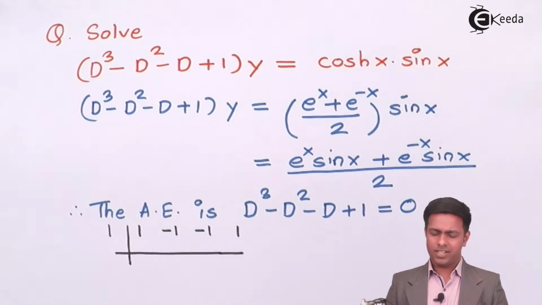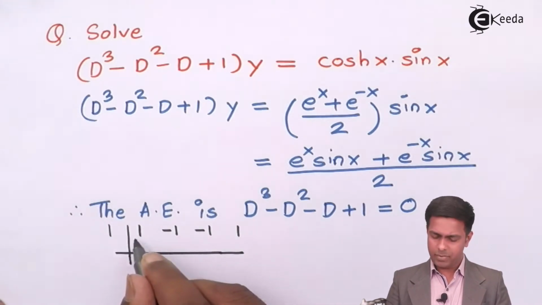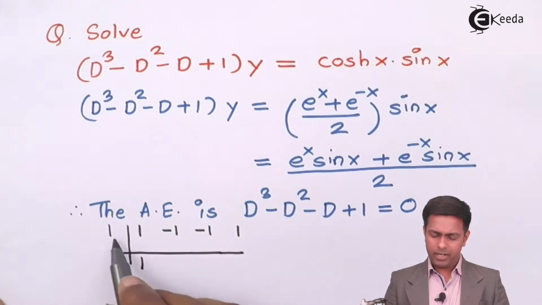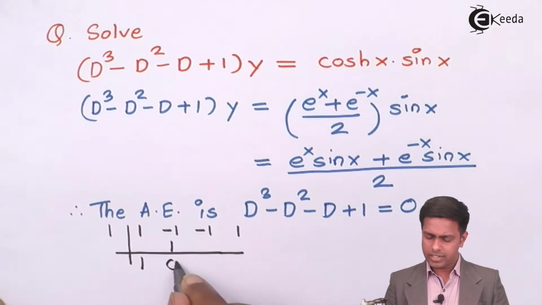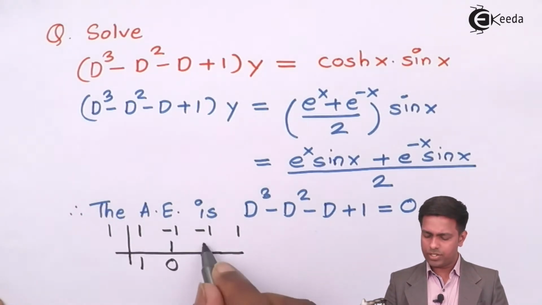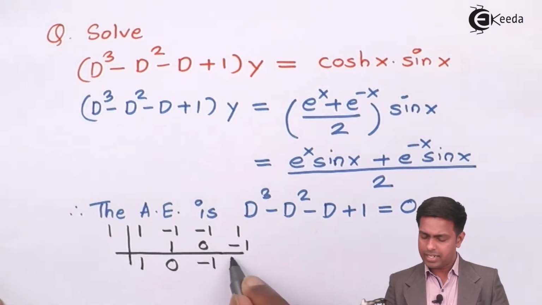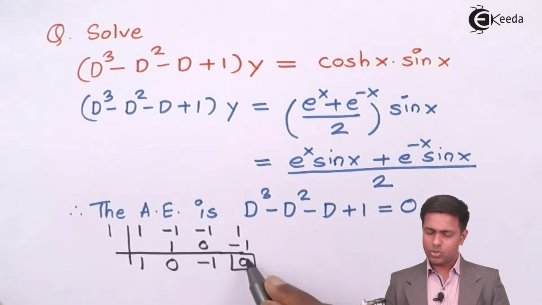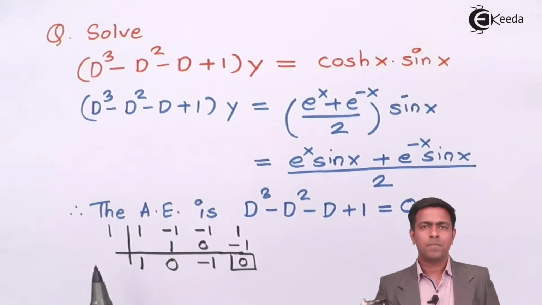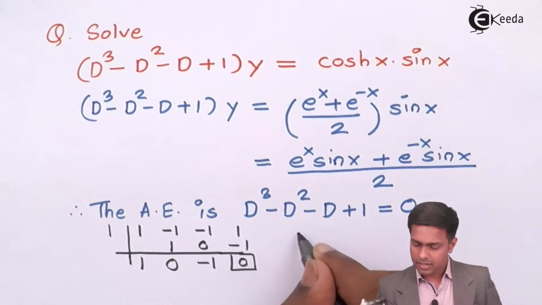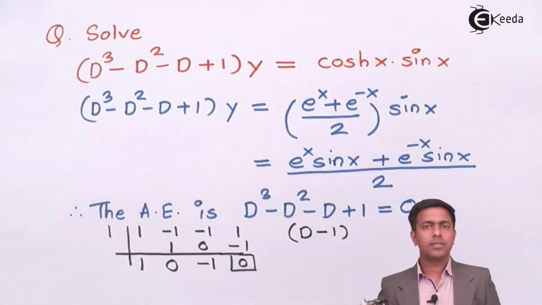Now this process is, we have to multiply and add. First of all, we'll copy this number as it is over here. Now we'll multiply: 1 into 1 is 1. We will add: 1 and minus 1, that is 0. Again we'll multiply: 1 into 0 is 0. We will add, and we'll get minus 1. We'll multiply, we'll get minus 1, and in the end we'll add and we will get 0. So guys, if you're getting 0 over here, it means your root is correct. So I got the first root as 1, and in the bracket I'll write D minus 1.